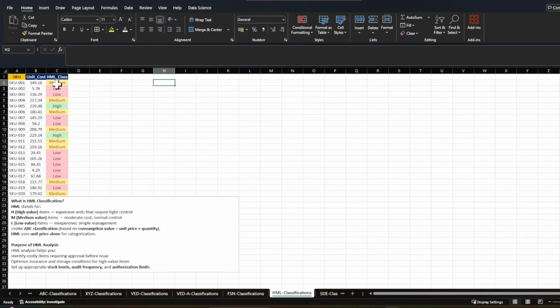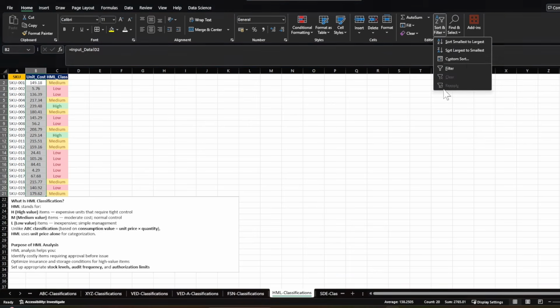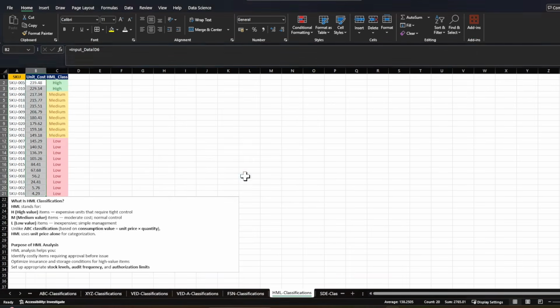So let's say what I'm doing here is saying that the top 10 percentile are high and below 50 percentile are low, and you can just use this formula to create this particular sheet. Let me do a filter or sorting so that we can see how it is working. Here you can see that the top 10 percentile of the unit cost items are high, the remaining 50% are medium, and below 50 percentile are low.